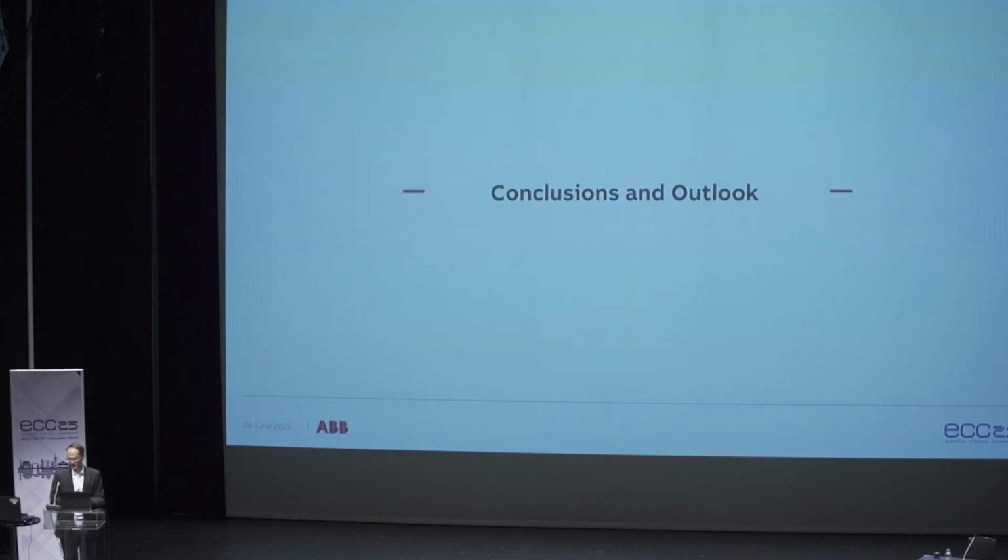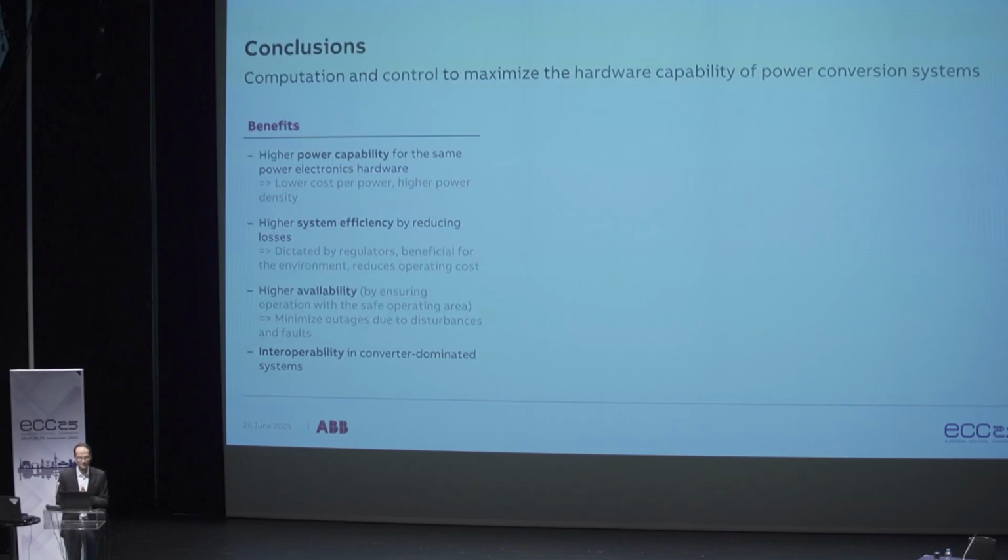So with that, I would like to slowly come to an end. Start with the conclusions. So the point of computational control, I would say, is to maximize the capability of your assets, of your power conversion system. Benefits are fourfold. You can get more power out of them. So you reduce the cost, you get a higher power density. You can make your system more efficient.